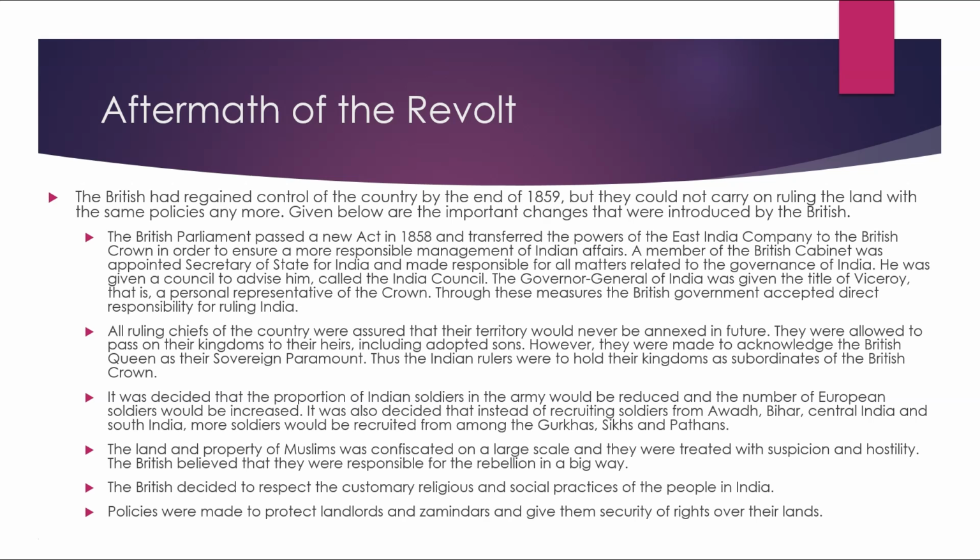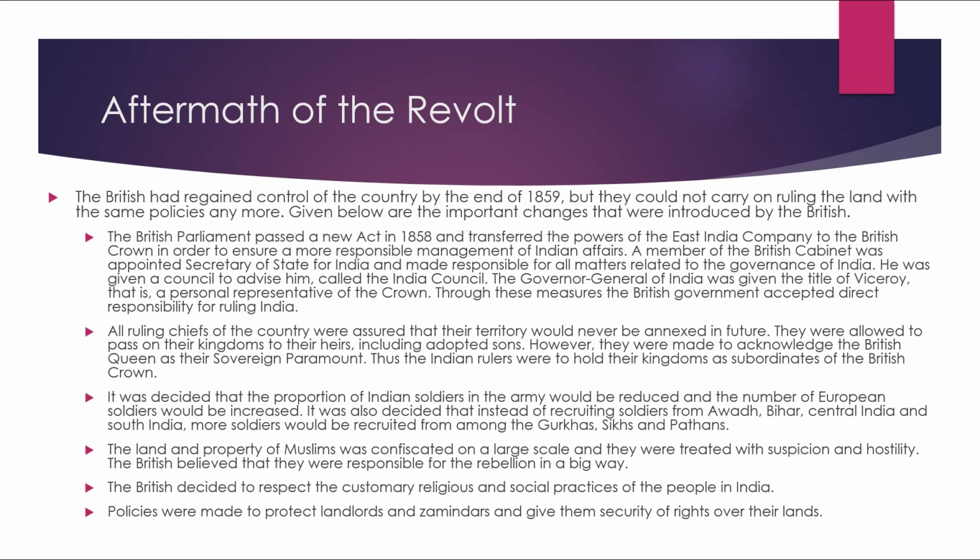Aftermath of the revolt. The British had regained control of the country by the end of 1859, but they could not carry on the ruling of the land with the same policies anymore. Given below are the important changes that were introduced by the British. The British Parliament passed a new act in 1858 and transferred the powers of the East India Company to the British Crown in order to ensure a more responsible management of Indian affairs.